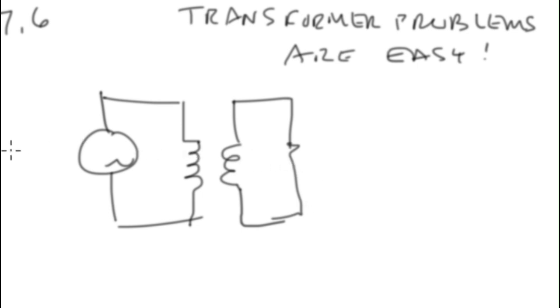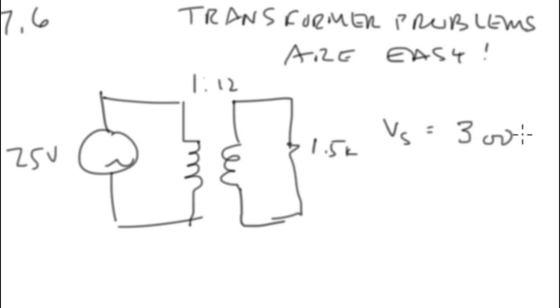Okay, so V1 here is 25. I have a turns ratio of 1 to 12. I have an R of 1.5K. So what would be my V secondary? 25 times 12, right? Or 300. 300 volts divided by 1.5K is 200 milliamps, right? So that would be my I secondary.